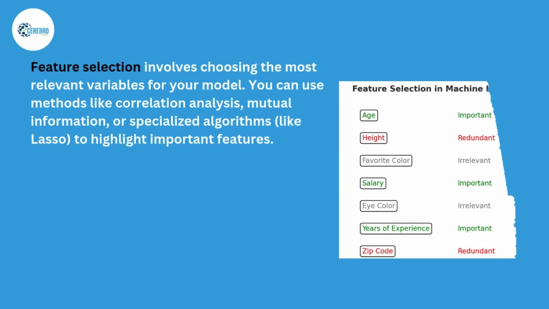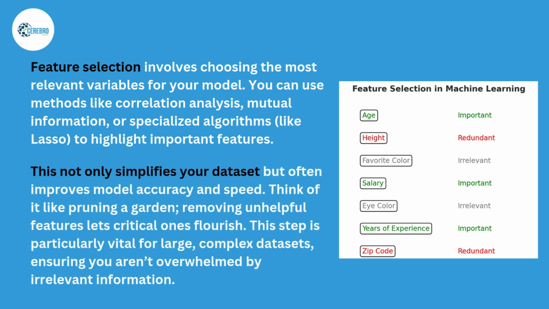Feature selection involves choosing the most relevant variables for your model. You can use methods like correlation analysis, mutual information, or specialized algorithms, like Lasso, to highlight important features. This not only simplifies your dataset, but often improves model accuracy and speed. Think of it like pruning a garden. Removing unhelpful features lets critical ones flourish. This step is particularly vital for large, complex datasets, ensuring you aren't overwhelmed by irrelevant information.